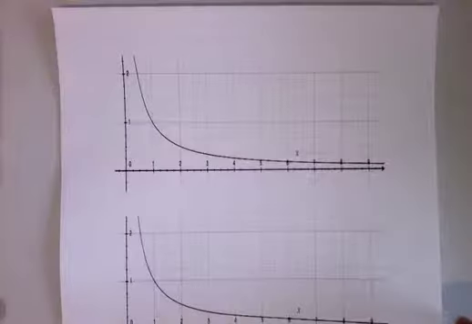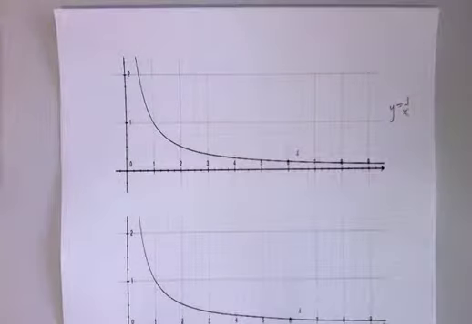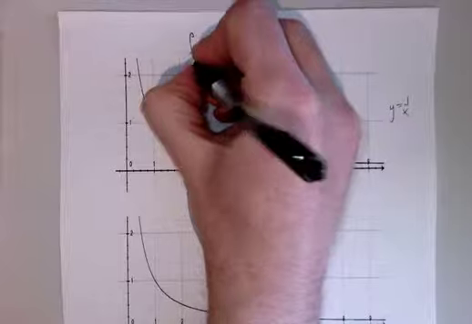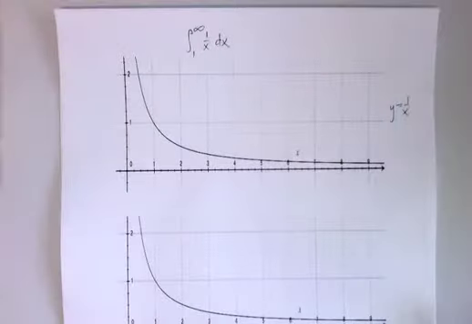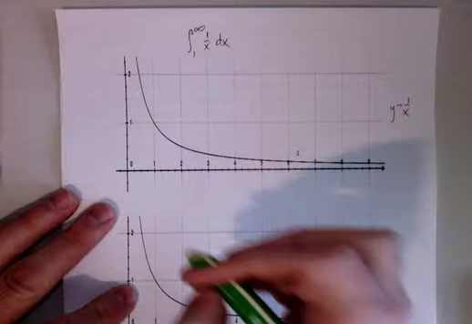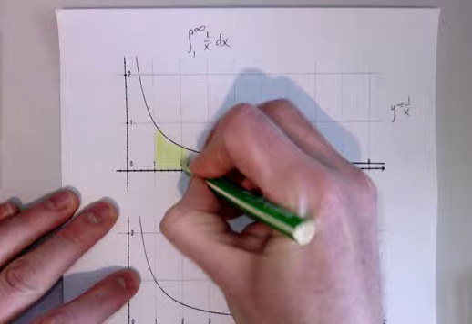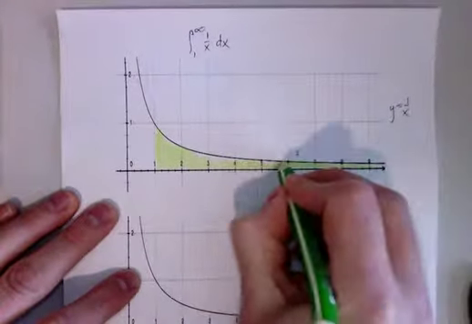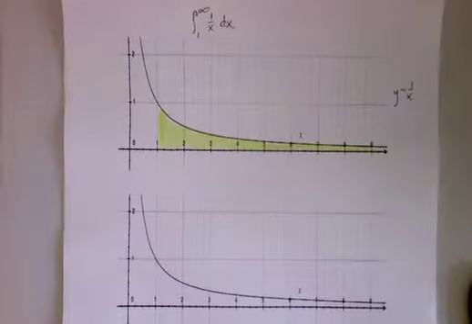Now, let's say this is y is equal to 1 over x. Let's say that I want to find the area from 1 to infinity of 1 over x dx. I need to determine whether that is convergent or not. So really what we're doing is we're looking for that area and trying to determine whether it is convergent or divergent. Okay?